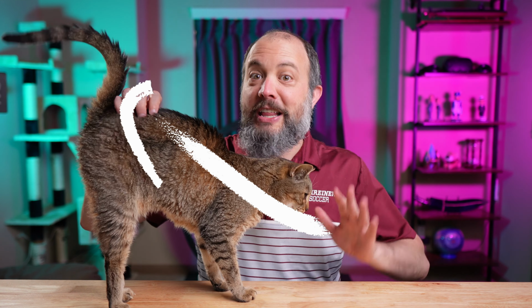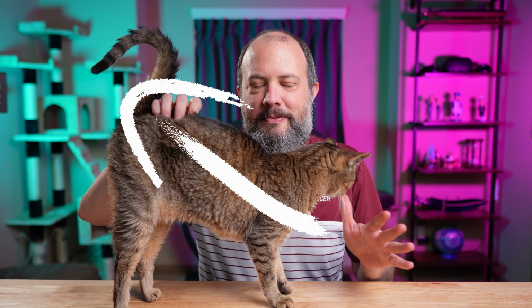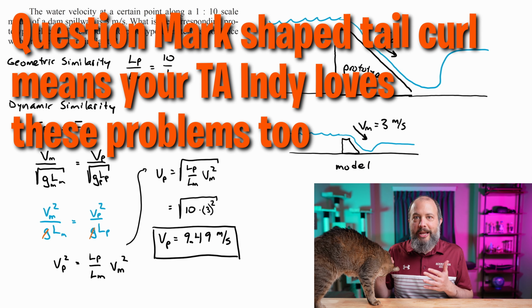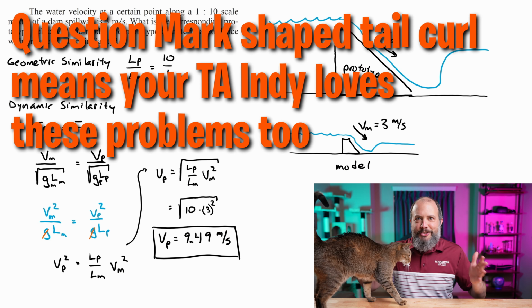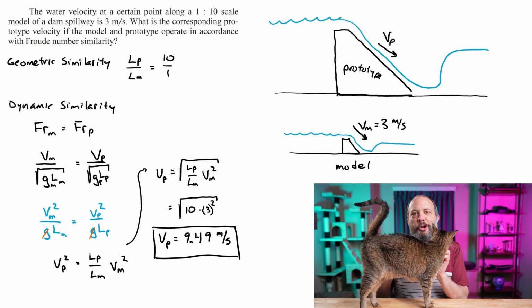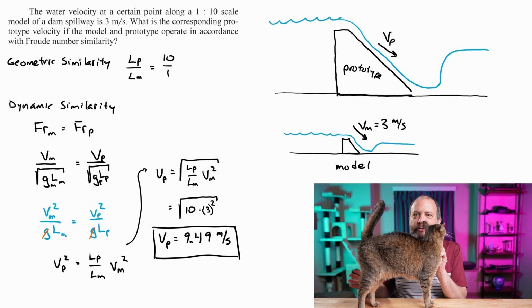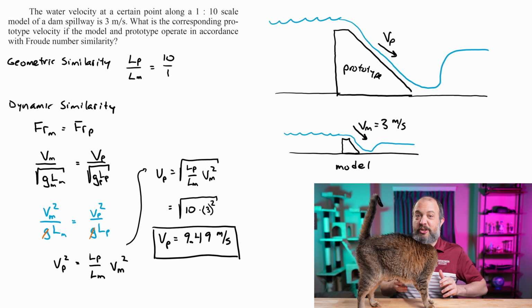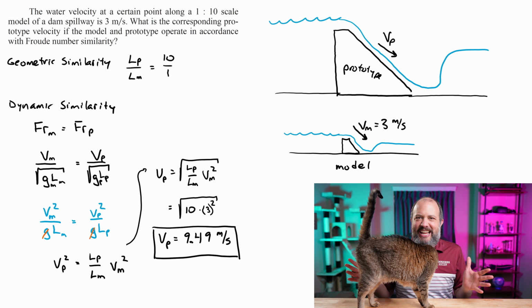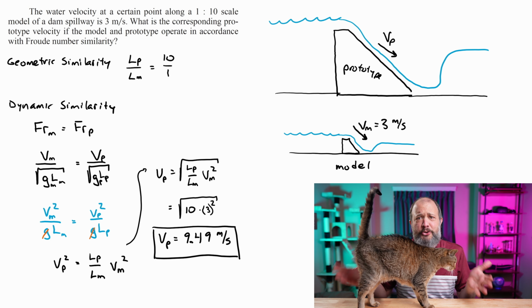If you don't already love modeling and similitude problems, by the end of this video you definitely will. The problem on the screen right now with the dam spillway, this is the whole thing. This is the answer. That's it. These are the shortest problems in the entire fluid mechanics course, which means they're basically guaranteed to be on the FE exam because you can complete them in under 2 minutes.